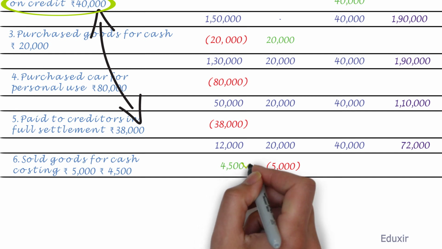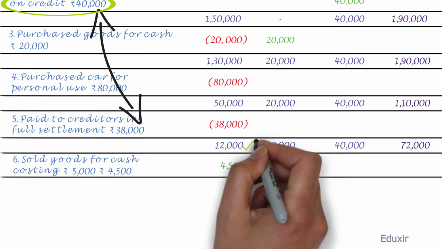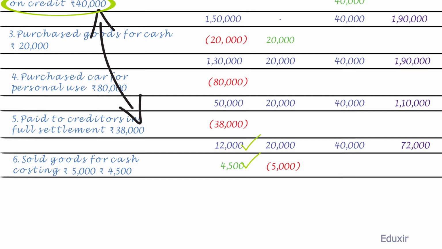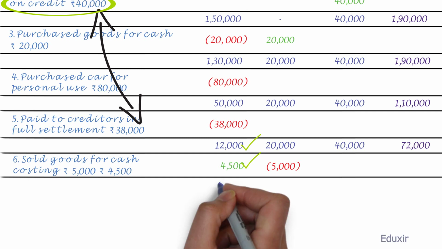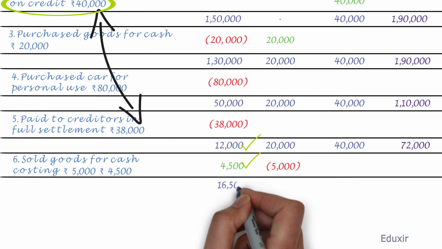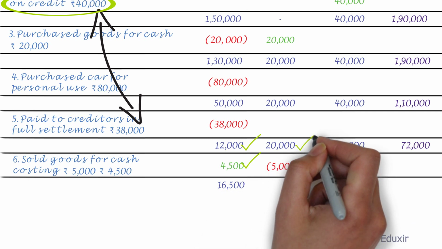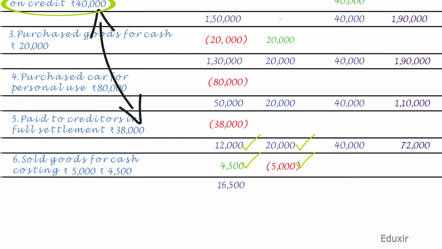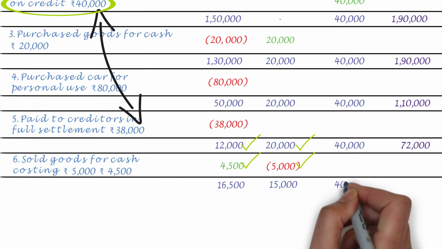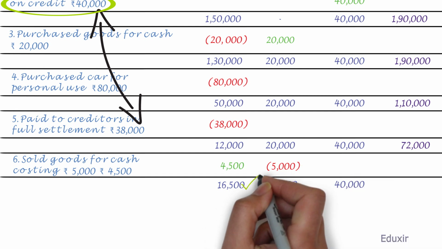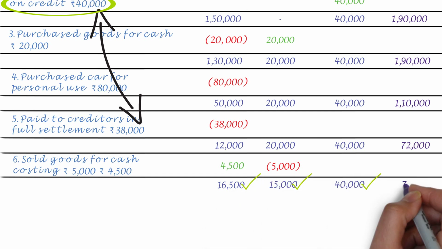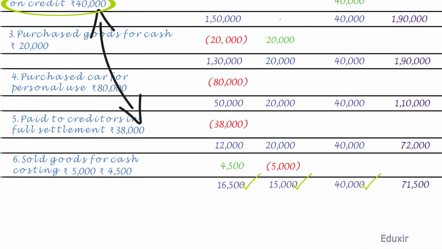Adding 4,500 to the existing cash of 12,000 rupees, the business now has a cash worth 16,500 rupees. Subtracting 5,000 from the current stock of goods worth 20,000, the business now has a stock of goods worth 15,000. There is no change in the machinery and it remains as 40,000 rupees. The total of all the assets would be 71,500.